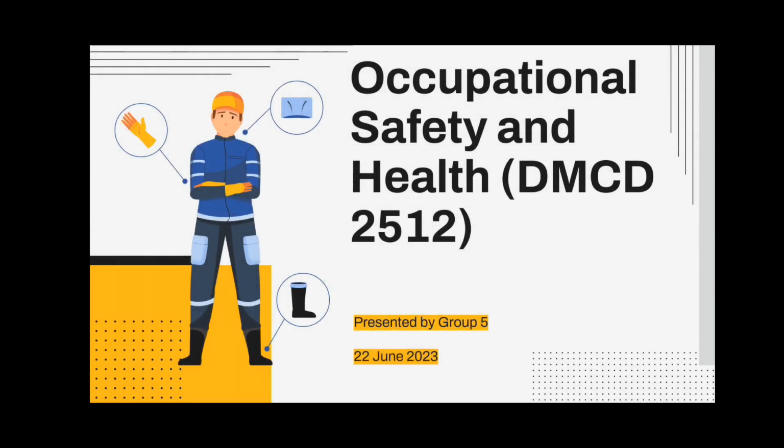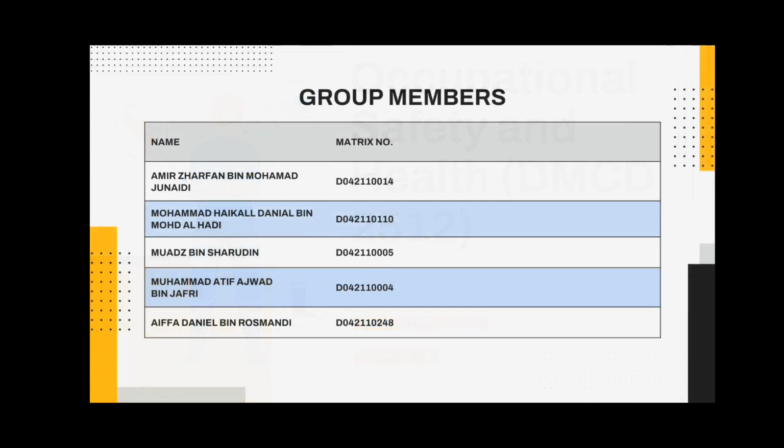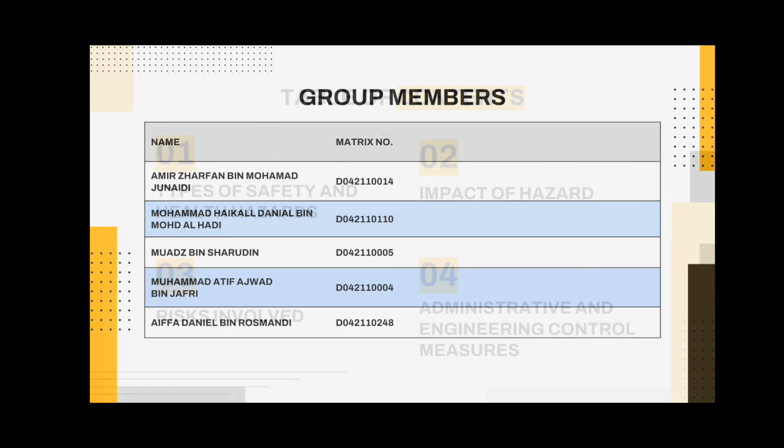Today we would like to present about occupational safety and health. We have 5 members in this group. We start with Amir Safran bin Muhammad Junaidi, Muhammad Haikadenia bin Muhammad Al-Hadi, Muaz bin Sharudin, Muhammad Atif Ajwad bin Jafri, and the last one is Aifadenia bin Rasmandi.